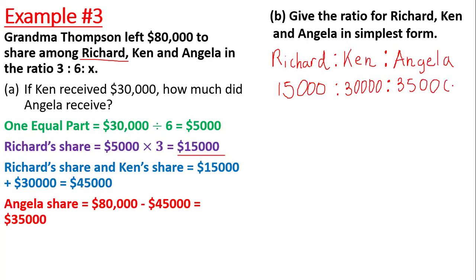Mr. Petty, we knew that because you had 3, 6, the next number has to be higher. It doesn't always have to be. Richard, Ken, and Angela, we're going to divide them by 5. Yes, sir, we cancel out the zeros. Yes, cancel the zeros.